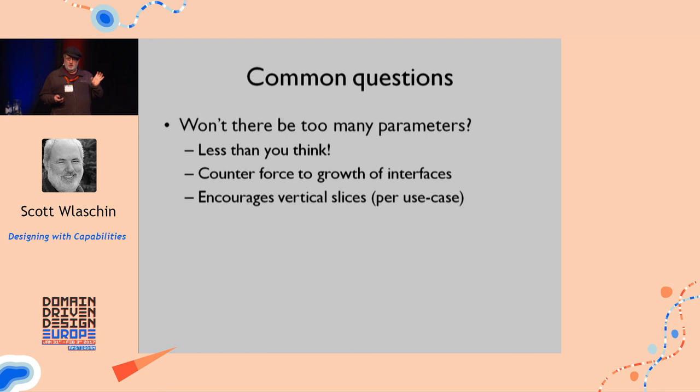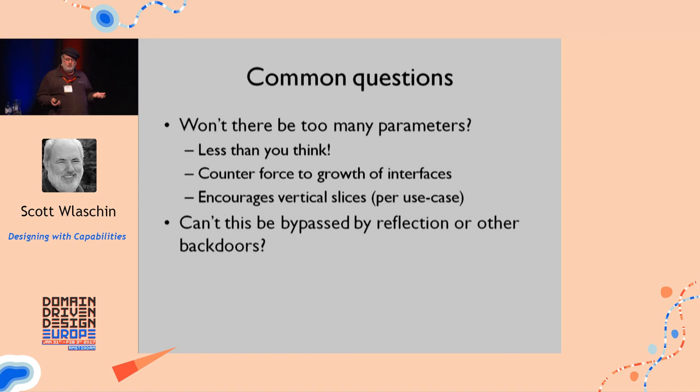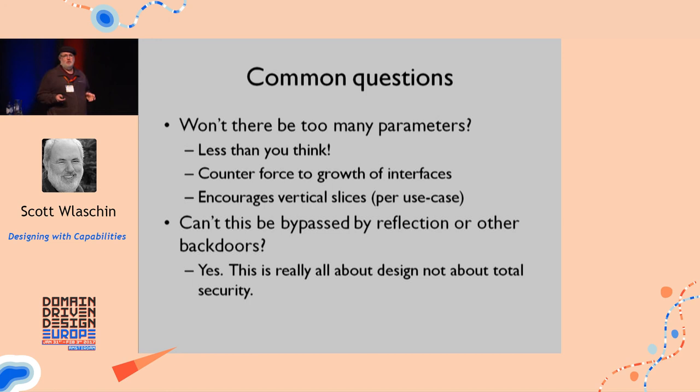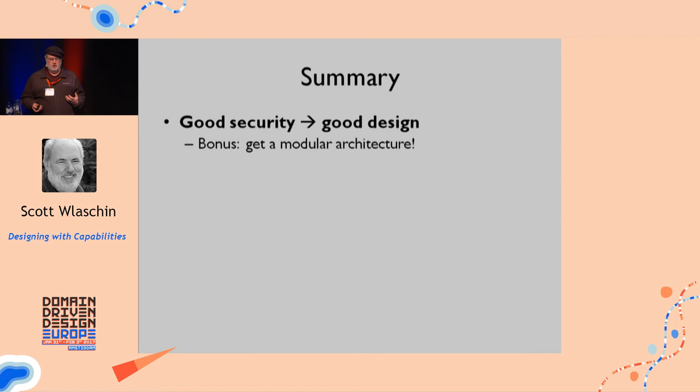And finally, from a security point of view, can you bypass this by reflection? Can I just call this method by using reflection? Yes, you can. So this is not really about security. It's not about locking down your system. It's about using security as a design principle. So, okay, good security, good design. And if you take these things to heart, I think you actually get a nice modular architecture as well, using POLA as a design principle.